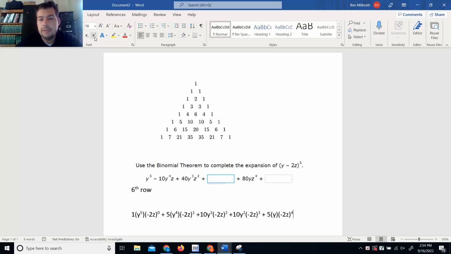And finally, I'm at the last piece, a 1. Y is to the nothing. It's a big deal. Anything to the nothing is 1. And negative 2z is all raised to the fifth power. So let's figure out what they want. That's first, second, third. They want the fourth term. First, second, third, fourth term. This piece has to be worked out.